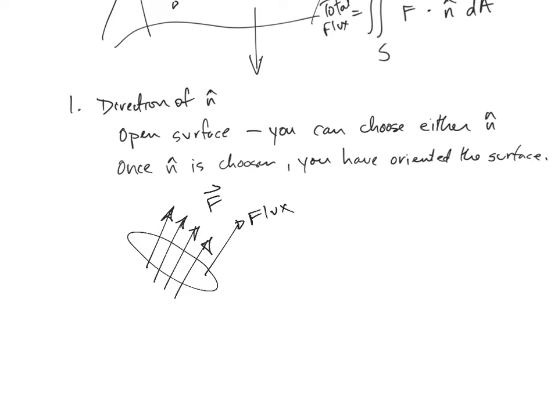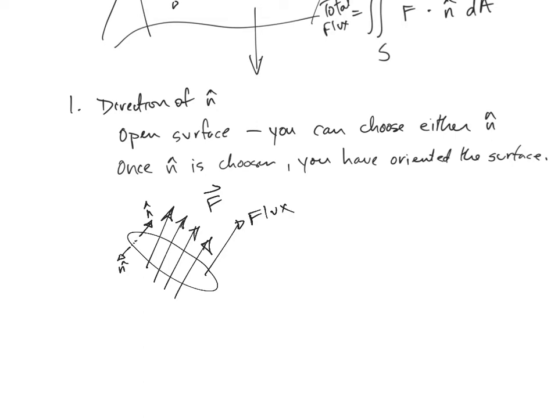So if I choose, now for this surface, it's an open surface, right? It's not closed. A closed surface would be a sphere or a cube, right? This is a circle in space somewhere, okay? I have two choices of n hat. I can say n hat looks like this, or I can say n hat looks like that, okay? I can choose either one because it's an open surface.